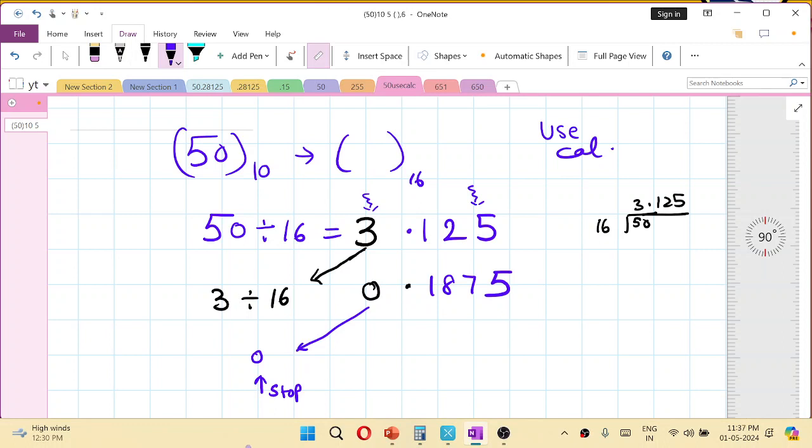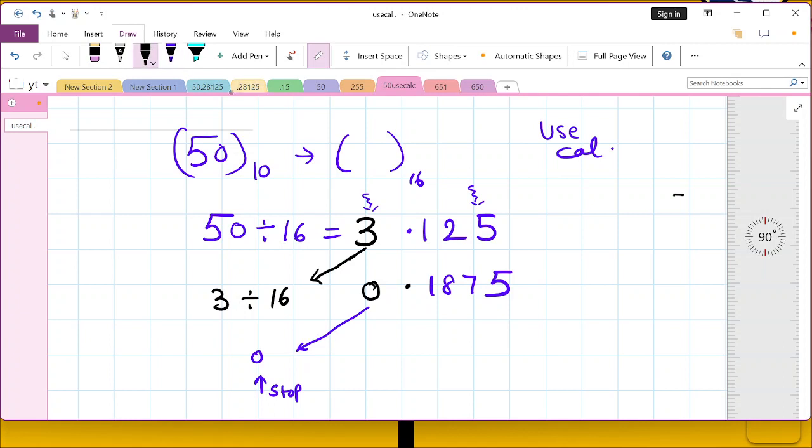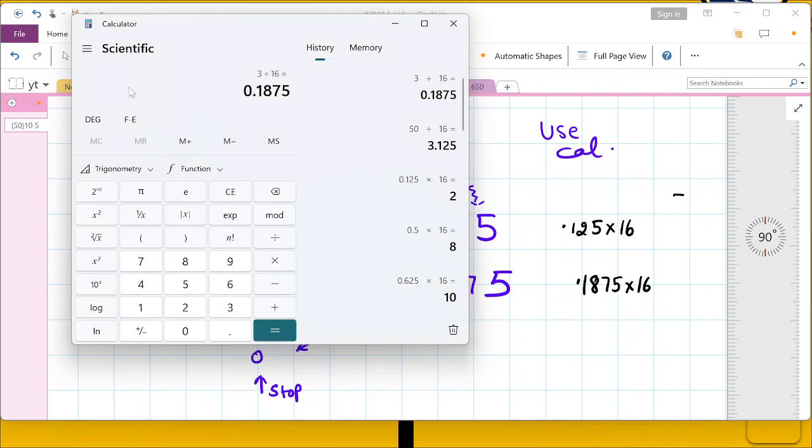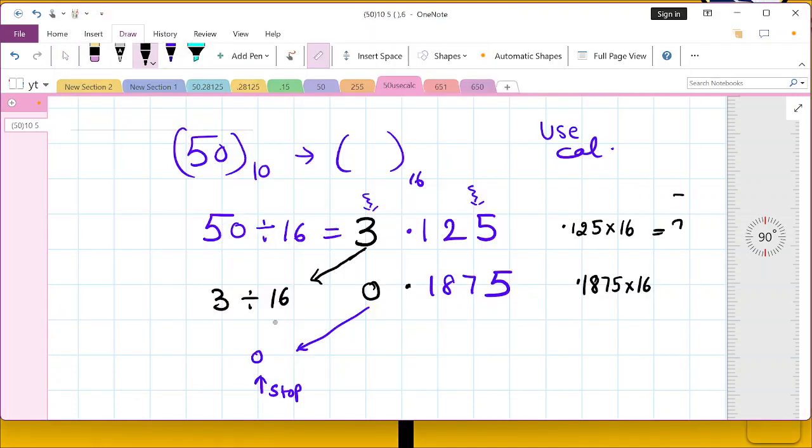But how to find out those remainders, right? So we will now treat this fraction part. So how many fractions we have obtained? 2. We will multiply each of the fractions with 16. So 0.125 into 16 and 0.1875 into 16. So 0.125, you can just multiply it over here. 0.125 multiplied by 16 is giving me the answer 2. So that is equal to 2.